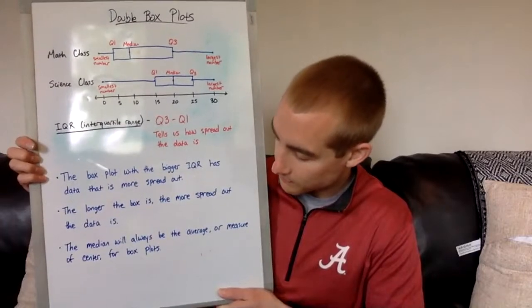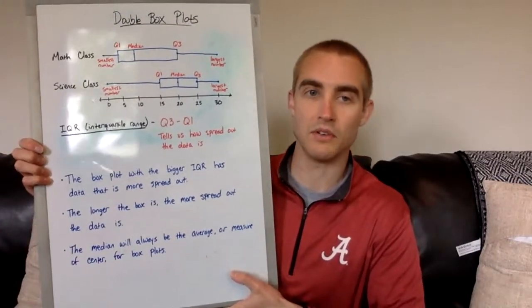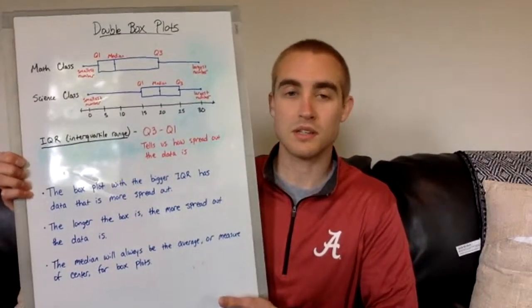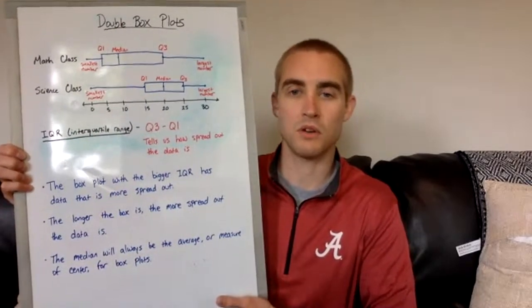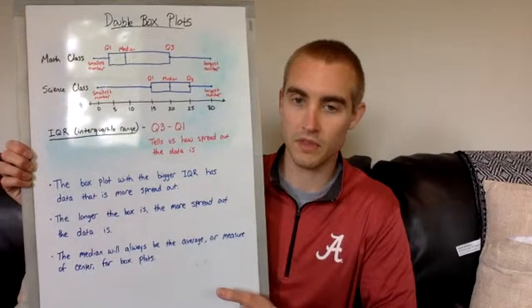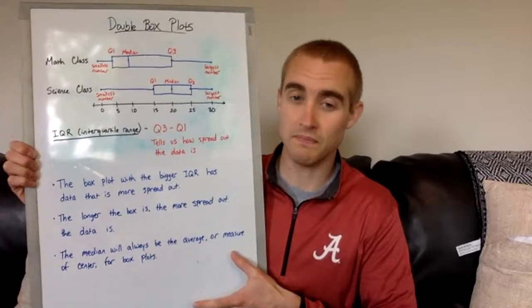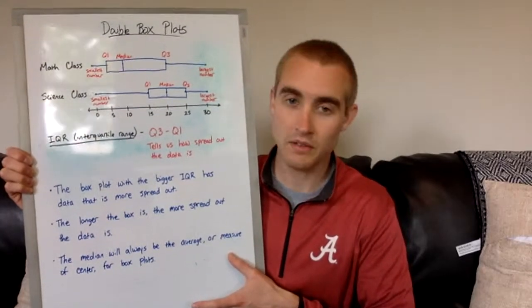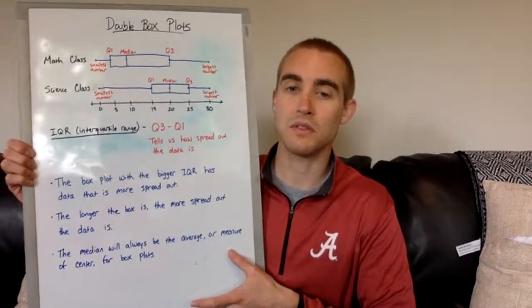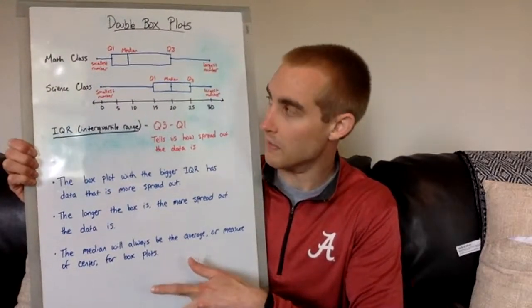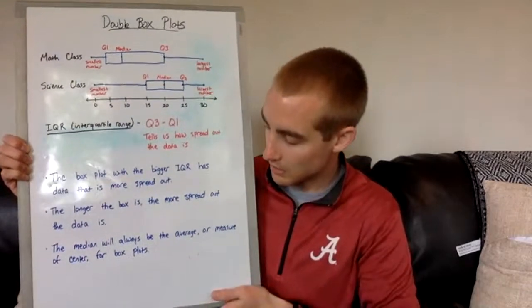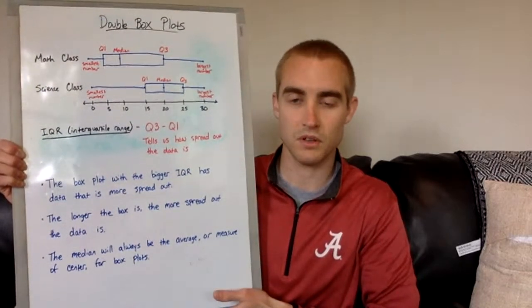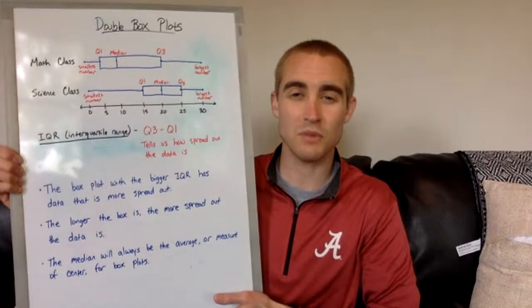And then the last point here, the median will always be the average. So remember on Tuesday when we talked about mean, median, and mode. We said sometimes it's better to use the mean, sometimes it's better to use the median, sometimes it's better to use the mode. We will always use the median when we are talking about double box plots. So like I said earlier, we don't find the mean, we don't find the mode, we just care about the median, and that is going to be that middle line in your box. So the median will always be the average or measure of center that you use for double box plots. Okay, so that is kind of the information that you need.